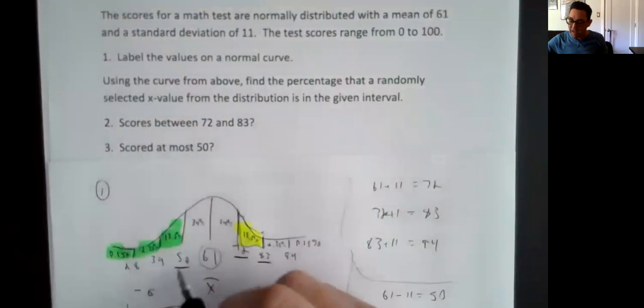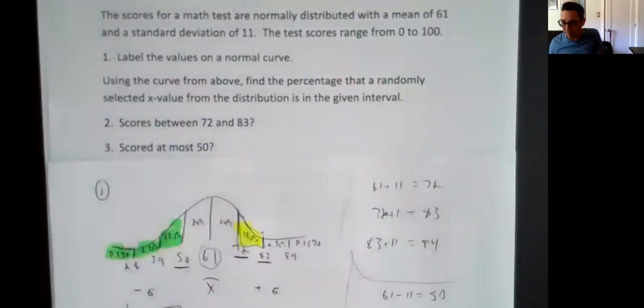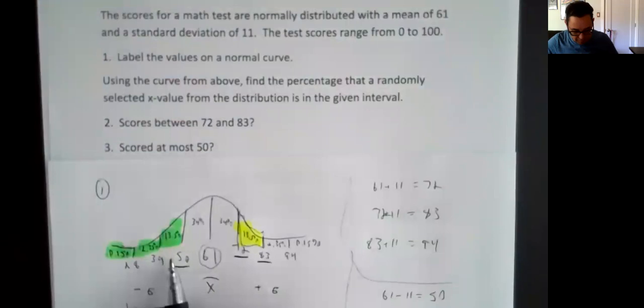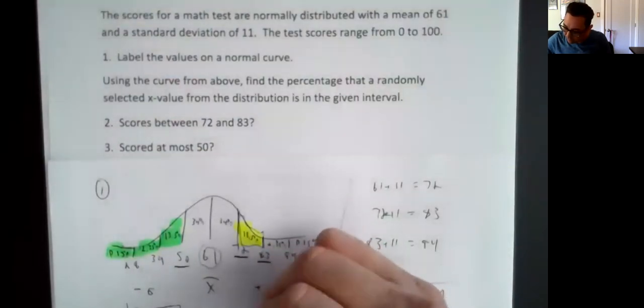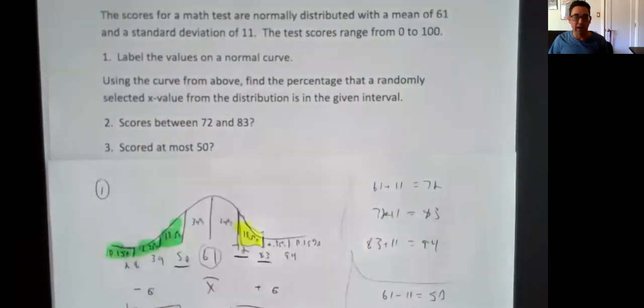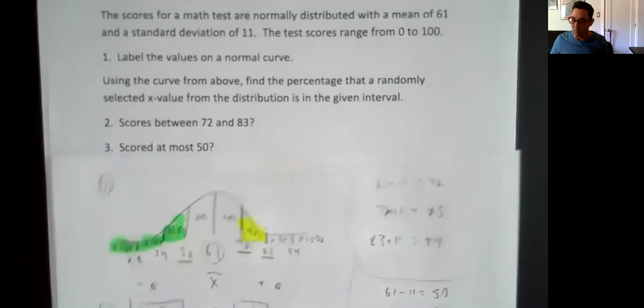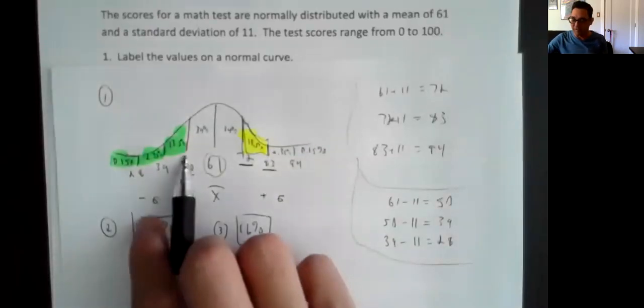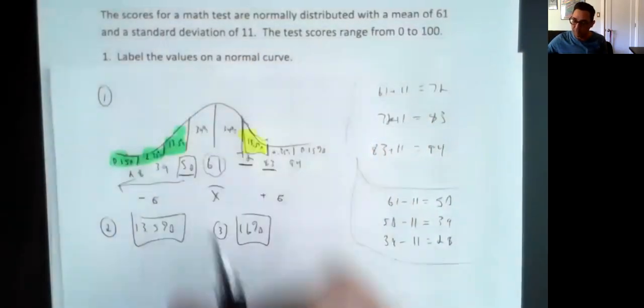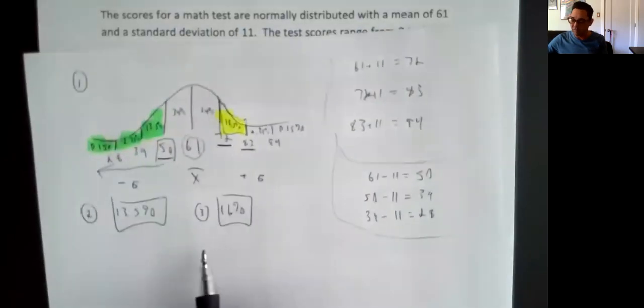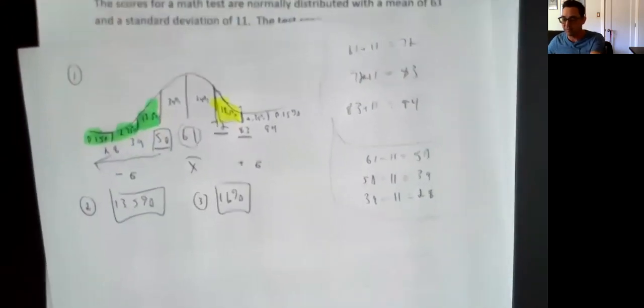And so what we need to do is add up all these percentages. You can get out a calculator if you need to. We're going to add 13.5 plus 2.35 plus 0.15, and we're going to get 16%. So everyone in this green area, that is 16% of the class. Everyone who scored a score of 50 or lower, that's what at most 50 means. That's going to be 16% of the class. So that's my answer for number 3.